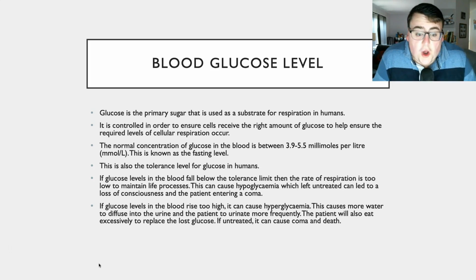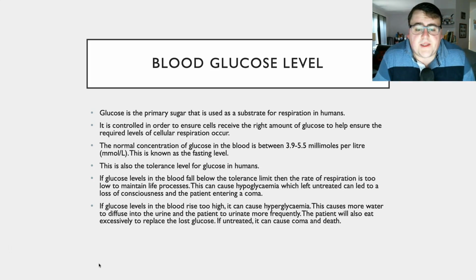Consequently, this is also the tolerance level for glucose in humans, so it's what we expect humans' blood glucose level to be at. If glucose levels in the blood fall below the tolerance limit, then the rate of respiration becomes too low because you don't have enough glucose, and life processes aren't maintained. What can happen is a situation called hypoglycemia, and remembering hypo sounds like low, so glucose is too low, hypoglycemia. If hypoglycemia is left untreated, it can lead to a loss of consciousness and potentially the patient entering a coma.